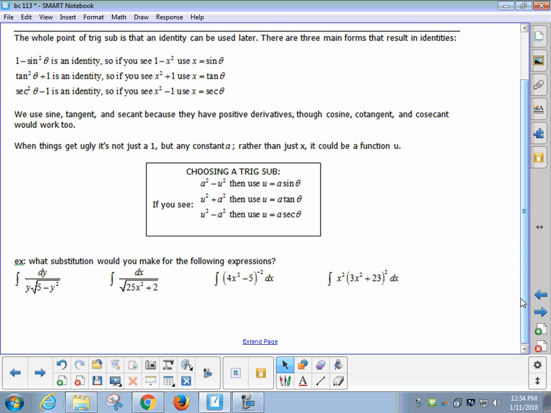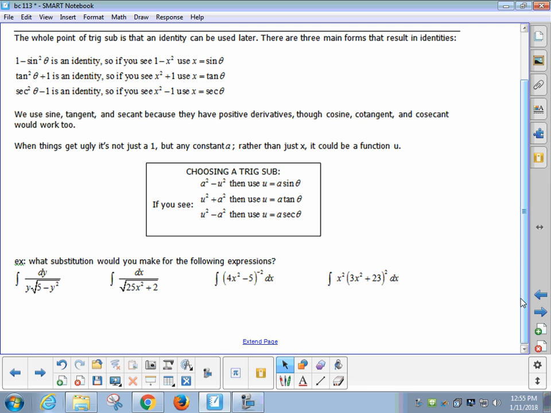1 minus sine squared is an identity. What does it equal? Cosine squared. Okay. So if you ever see in an integral 1 minus x squared, then your choice would be let x equal sine. So you get 1 minus sine squared, and that's an identity. Okay? Tangent squared plus 1 is an identity that equals secant squared. So if you see x squared plus 1, then you would let x equal tangent. So you get that tangent squared plus 1, and you replace it with secant squared. Same goes with secant squared minus 1, which is tangent squared. So if you see x squared minus 1, let x equal secant, and you'll be in good shape.